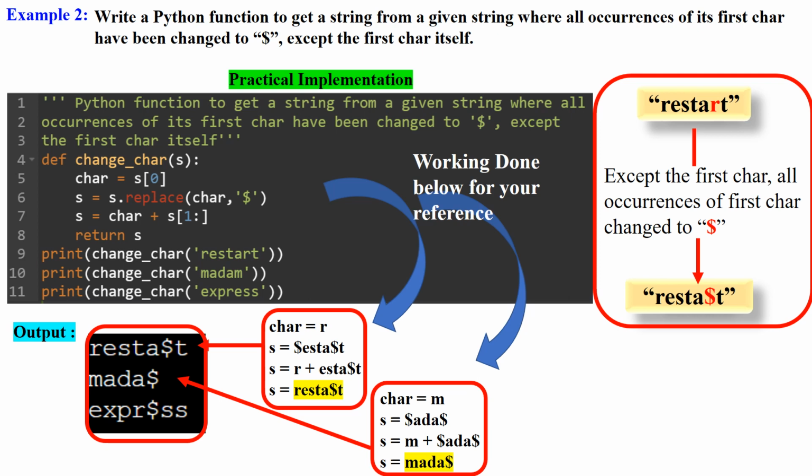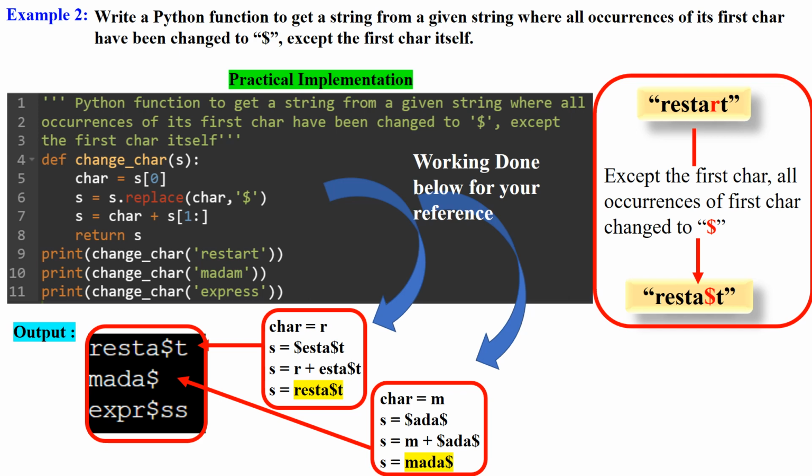Now, look at line 10. change_char of madam. The input string is madam. Now, look at line 5. char equals s of index 0 sets char to m, the first character of the string. In line 6, s equals s dot replace of char comma $, replaces all occurrences of m with $, so s becomes $ADA$. In line 7, s equals char plus s of index 1 : concatenates m with the rest of the modified string ADA$. In line 8, the function returns the modified string MADA$ and is printed on the console.